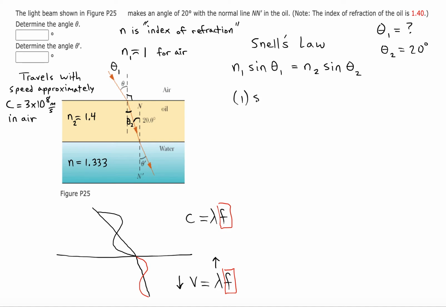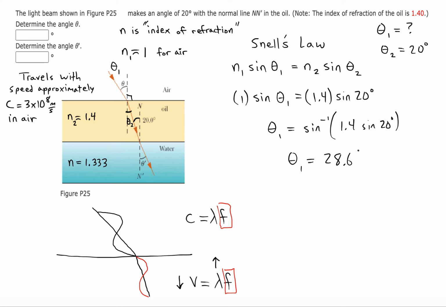All right, so let's plug in. Solving that, we have to use the arc sine of 1.4 sine 20. I get that theta 1 is 28.6 degrees. So, as you can see, theta 1 is bigger than theta 2. And that'll always happen. When you go from a smaller n to a larger n, your beam is going to bend more toward the normal. It's going to become a less extreme angle. So for theta 1, we'll put 28.6 degrees.